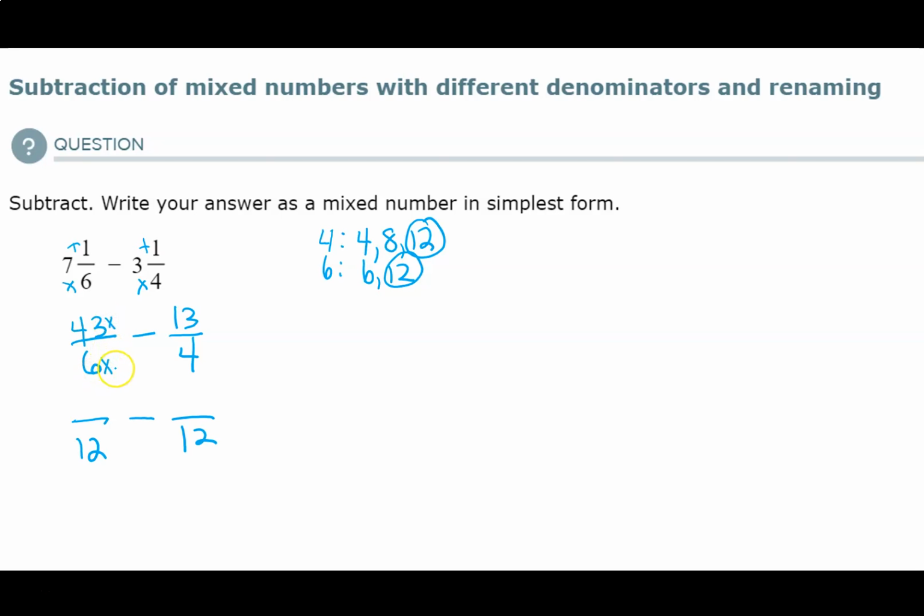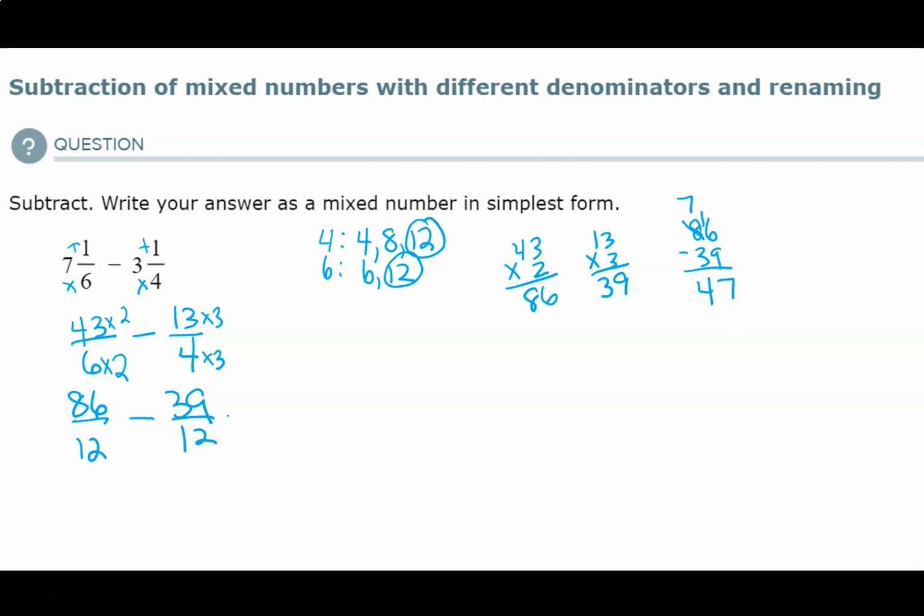So what did I multiply to 6 to make it 12? That was 2. So 43 times 2 makes 86. And then I go here and I multiply 4 times 3 to get 12. So I do 13 times 3 and I get 39. 86 minus 39. See, you can't take 9 from 6. Borrow from the 8. Carry the 1. 47.